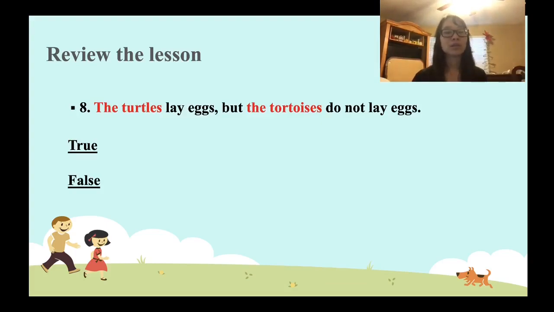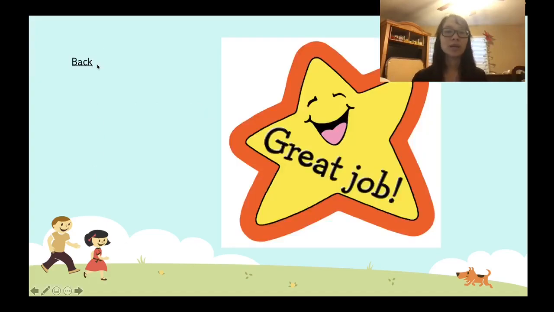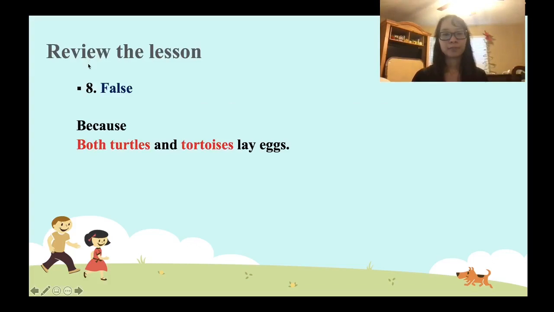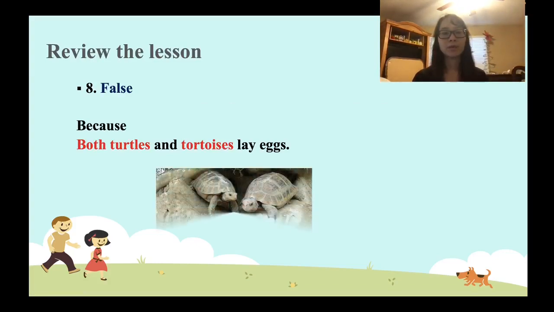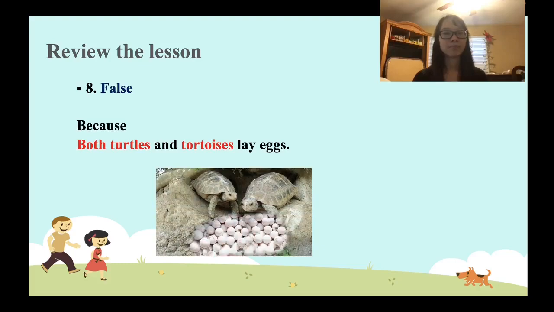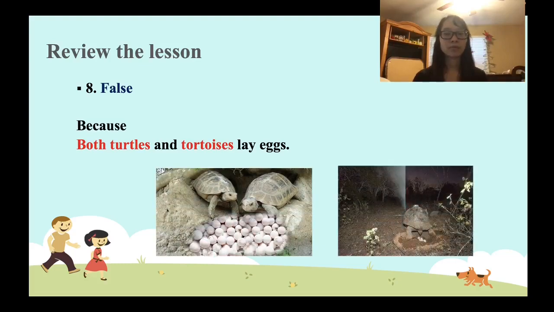The turtles lay eggs, but the tortoises do not lay eggs. What do you think? False. Yeah. Because turtles and tortoises both lay eggs. Both of them lay eggs. We see the first picture is the turtle, the second picture is the tortoise.